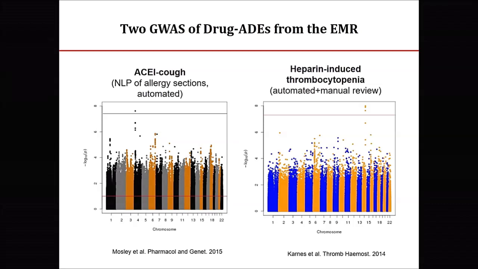And here are some examples of things that are maybe a little bit rarer. One looks at an adverse event with ACE inhibitors, one of the more commonly used antihypertensive classes of medications, and looking at the common adverse effect of cough. And we did natural language processing to find people that were mentioned in the notes as having cough while on ACE inhibitors.